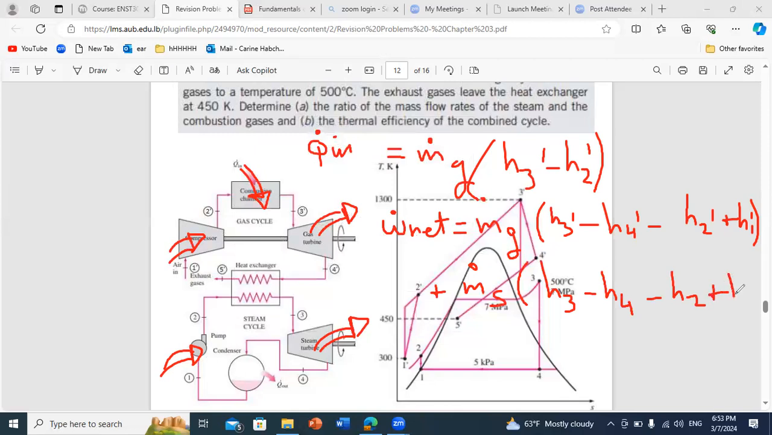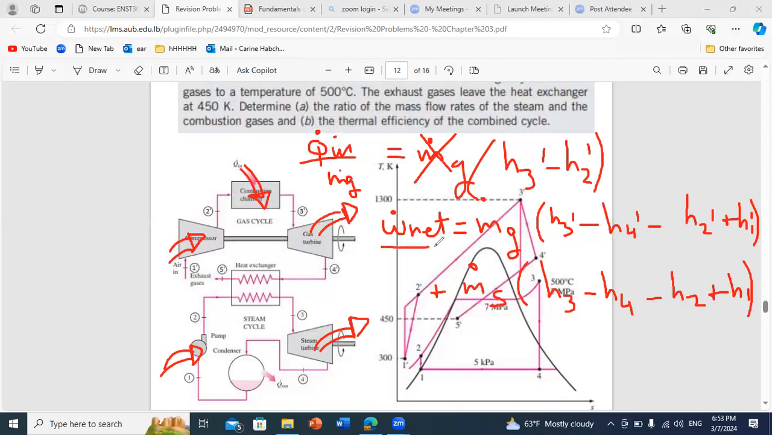So now you need to find the overall efficiency. To calculate the overall efficiency of your cycle, you just have to divide W dot net by Q dot N. When you do the division, you don't know the mass flow rate of each cycle, but you know the ratio. So you can say that Q dot N over m dot gas is equal to H3 prime minus H2 prime.